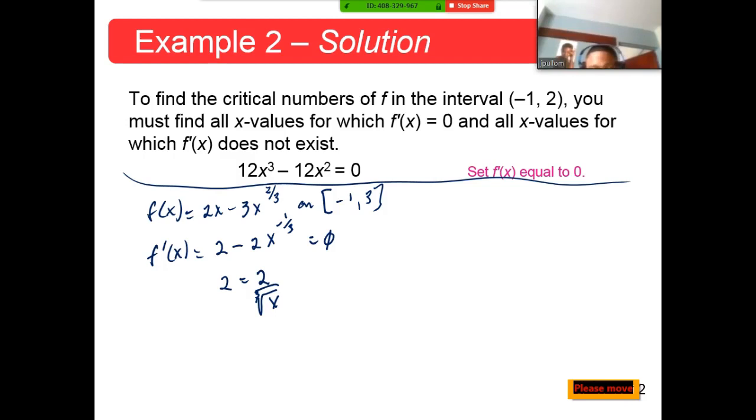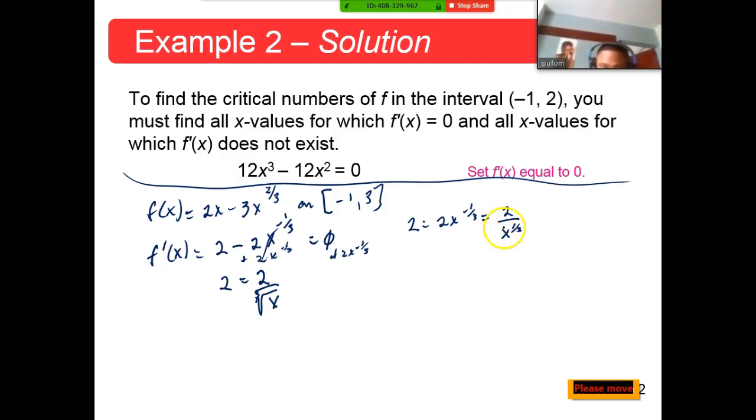Okay. Let me take it a step at a time then. Let's first add 2x to the -1/3 to both sides. Okay? So now we have 2 is equal to, because that goes to 0, 2x to the -1/3. Well, I'm going to rewrite that x to the -1/3 as 2 over x to the 1/3. Is that legal? Isn't that what that minus exponent means? Move it downstairs, lose the negative sign.